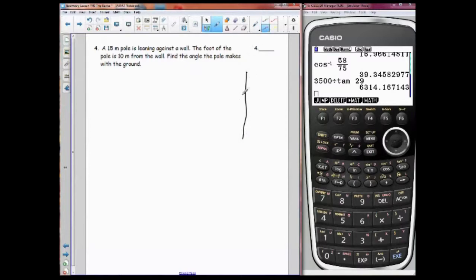And here's the pole leaning against it. It is 15 meters, and it is 10 meters from the wall. So this is 10. My hypotenuse, of course, is going to be the longest side, so the wall height where it touches would be a little bit smaller than 15, but it's asking for the angle.